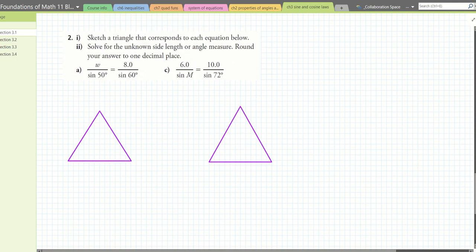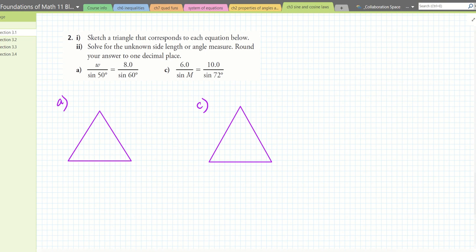Now let's take a look at question number 2. Question number 2 has 4 parts to it, but really B and D are the same as A and C, so I'm not going to do all of them. So this is going to be A, this is going to be C. So the question asks you to sketch a triangle that corresponds to each of the questions, and then solve for the unknown, either length or the angle.